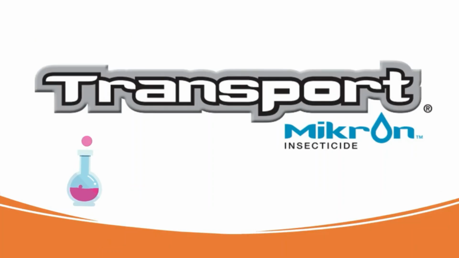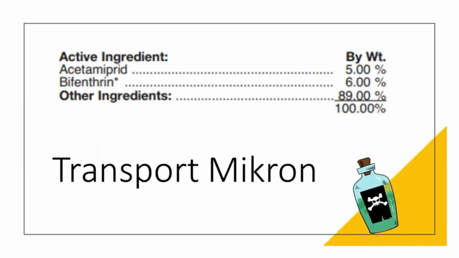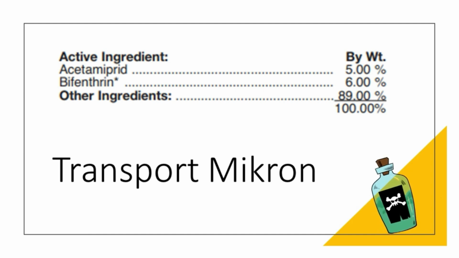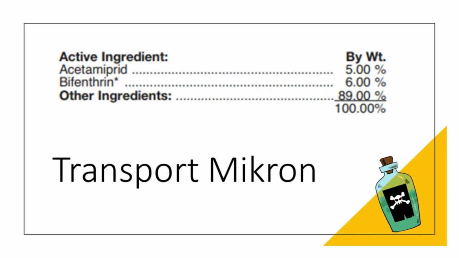The next product we're going to look at is Transport Micron, which is a microemulsion. Transport Micron controls termites and listed household pests indoors and around the exterior perimeter of residential, institutional, public, commercial, industrial buildings, and non-commercial barns, i.e., non-commercial barns are storage structures not intended for housing livestock, and other pests, and food feed handling establishments. Transport Micron active ingredient acetamiprid 5%, bifenthrin 6%. Other ingredients are going to be 89%.